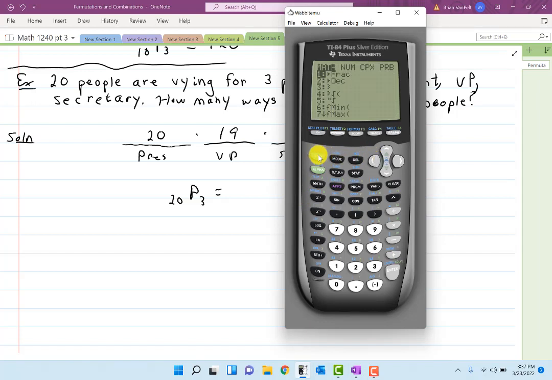Well, I'm getting ahead of myself. Let me quit first. You have to put your number down first. I got to put my 20 first. Then I go to Math, PRB, choose number 2, and then hit Enter. Oh, put a number 2. I'm sorry. I am getting way ahead of myself here. I meant to put a 3 there. Now I can hit Enter. And I get the 6,840.